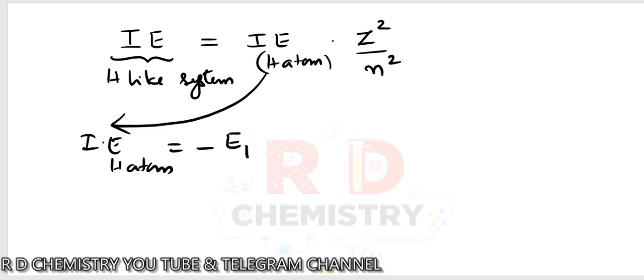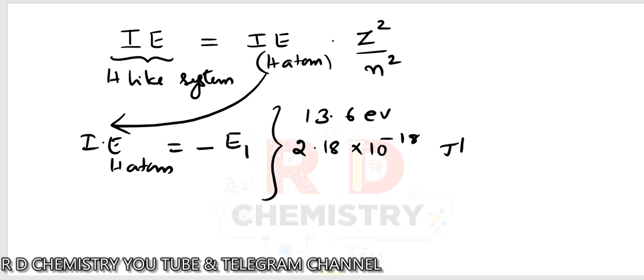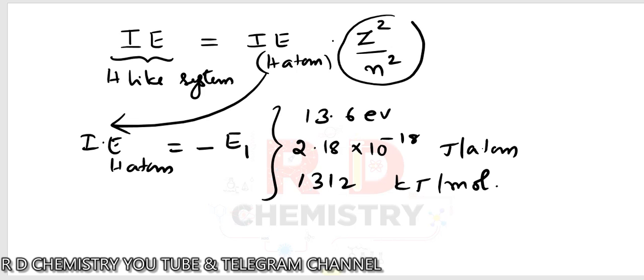Previously we have seen the values. So this can be 13.6 in terms of electron volt, 2.18 into 10 power minus 18 in terms of joule per atom, or it can be 1312 kilojoule per mole. These are numbers from the previous set of formula list, so we'll have to remember Z square divided by n square in both the sets of formula, the previous one and this one.